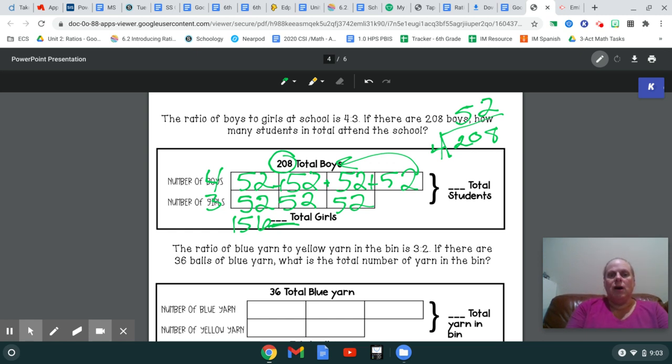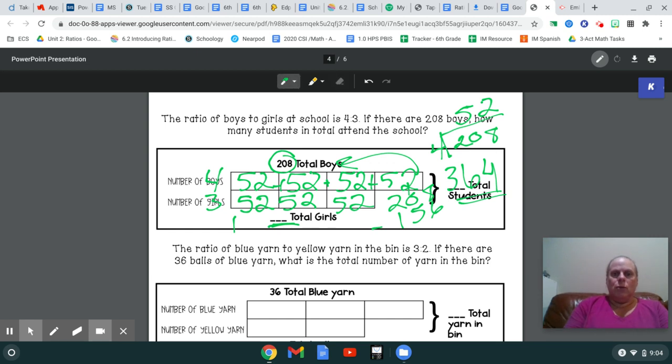All right, so if we have 156 total girls and 208 total boys, how many total students? Well, we'll need to do a little more math. 208 plus 156. Let's see, we're going to carry our 1. That's going to give me a 6, and that's going to give me 364. Our total students are 364 total students. Okay, I'm going to erase a little bit of this because it's covering up down here.